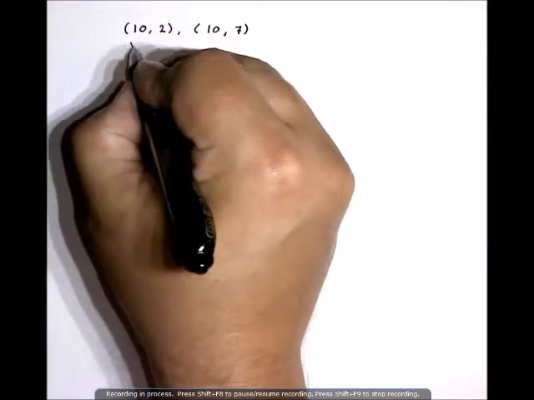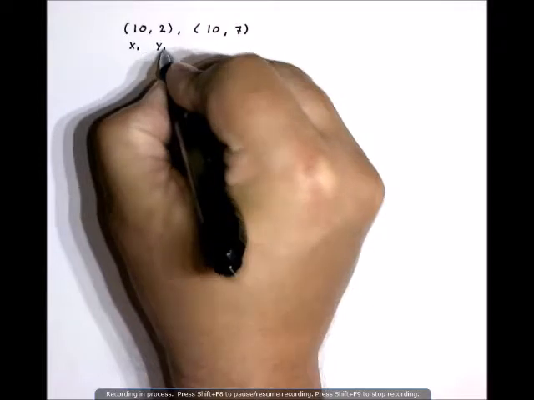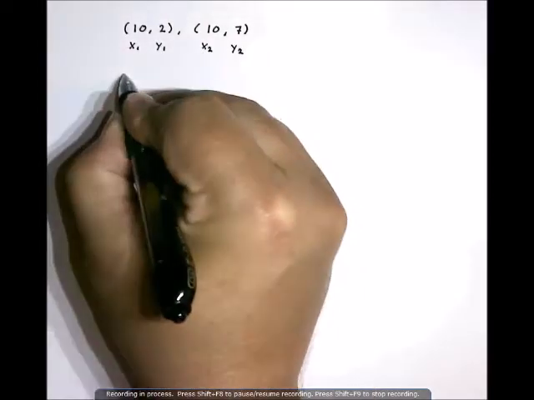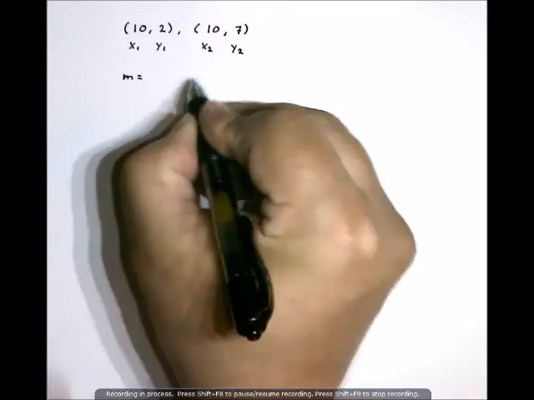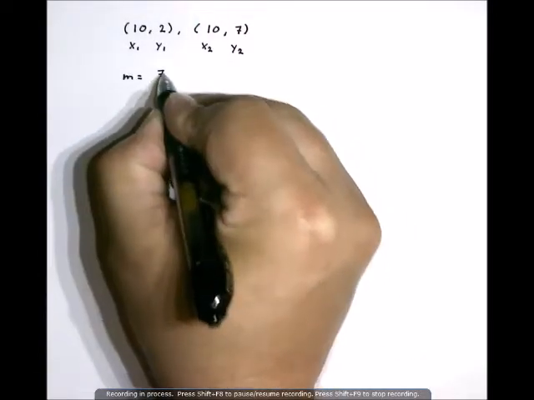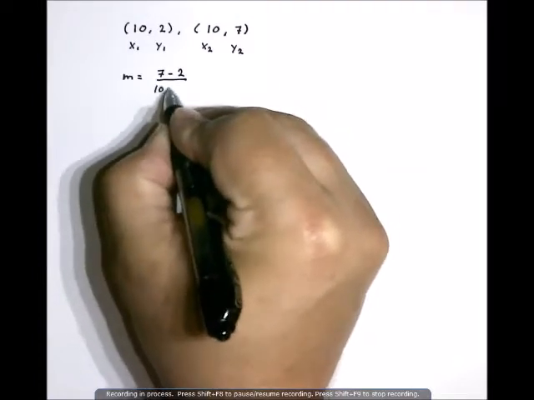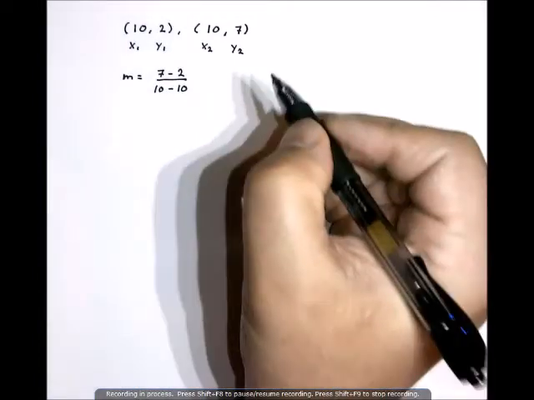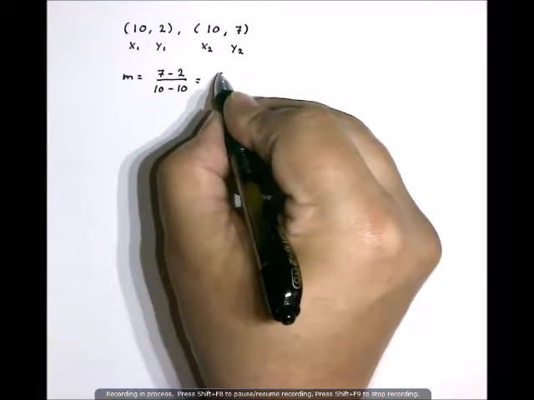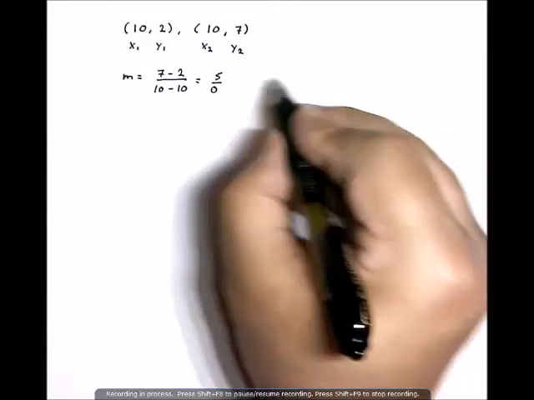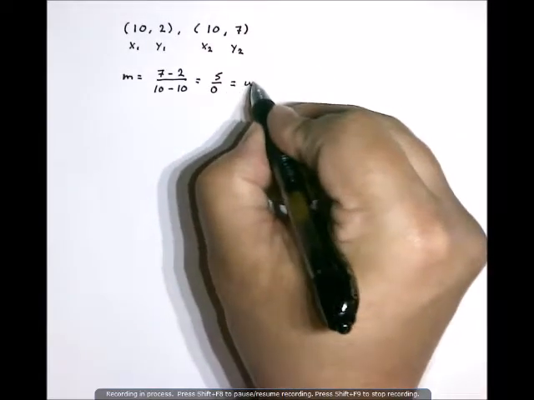Let's try a couple more that give us somewhat special cases. So once again, we designate one pair x1, y1, the other pair x2, y2, and we plug into our formula. So we get (y2 minus y1) over (x2 minus x1), or 5 over 0. Okay, remember, anything divided by 0 is undefined.